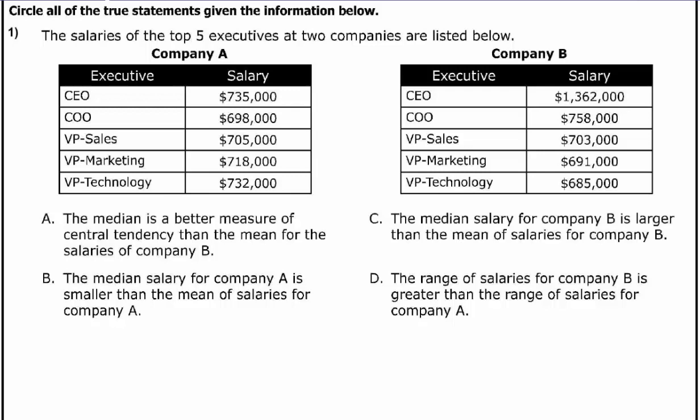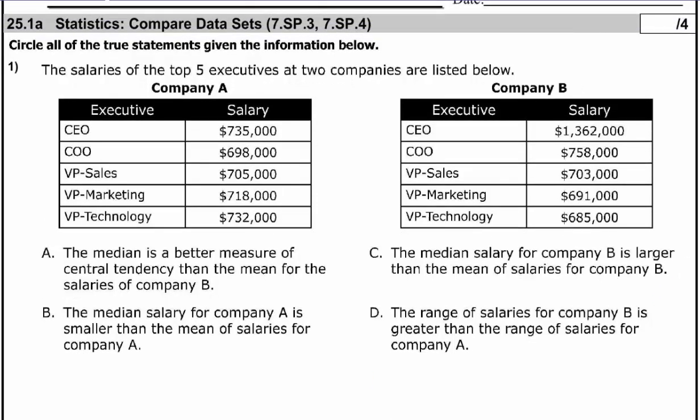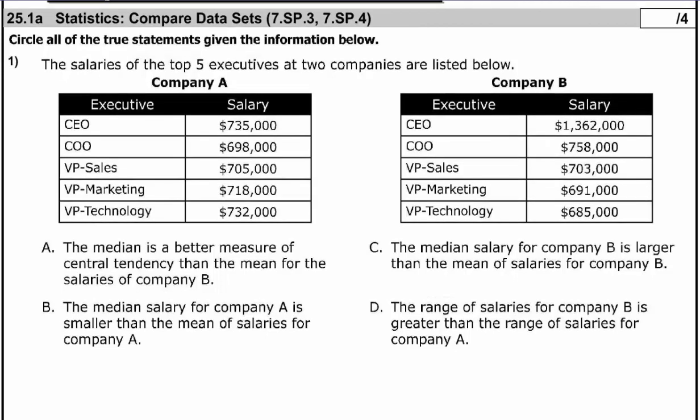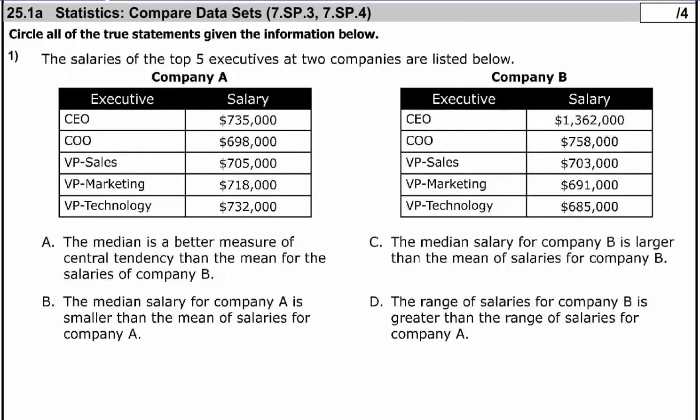This is the video for 25.1. You can see that's the concept that we're working on here: statistics, and we are comparing data sets. When you're comparing data sets, quite literally, what that means is you have two sets of data, and you're comparing them on some level.